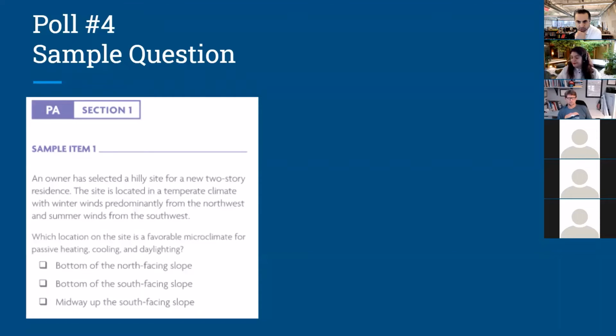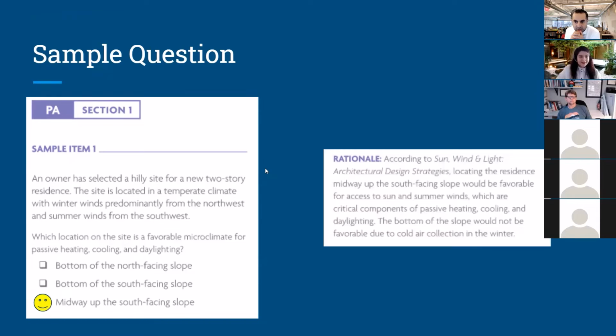And polling. Let's see the results. Okay, let's go and see the answer. Okay, 65% responded midway up the south-facing slope. Yeah, you're correct. Okay, so let's see why.